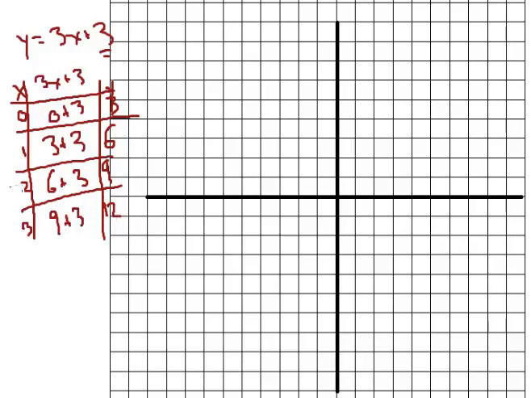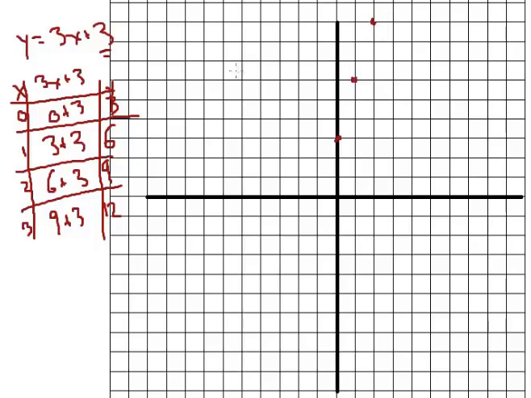So we've got 4 points. We've got (0, 3). We'll put that point over here. We've got (1, 6), which is up here. We've got (2, 9), which is up here, and (3, 12), unfortunately, is going to be too high, so we're not going to be able to get it. It's going to be somewhere up the top over there.